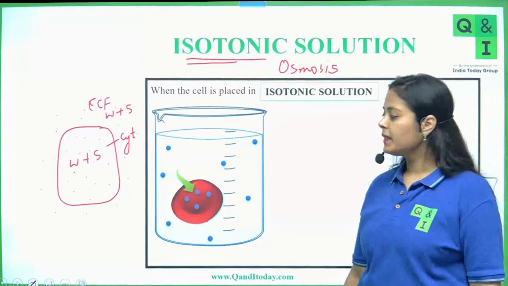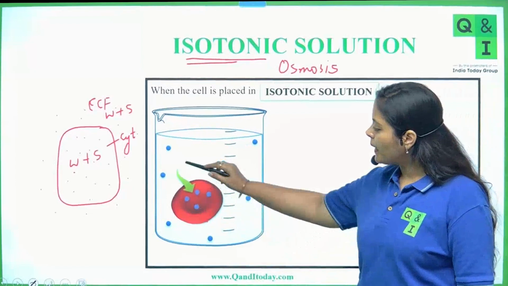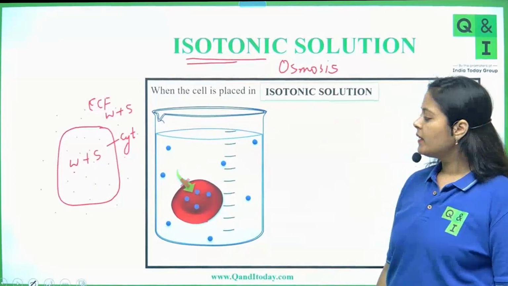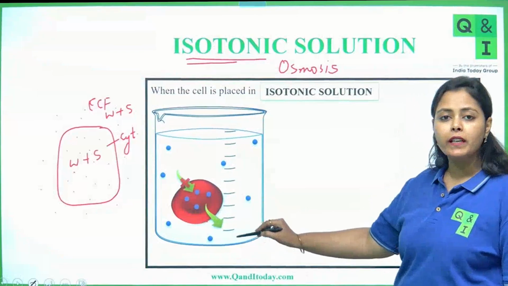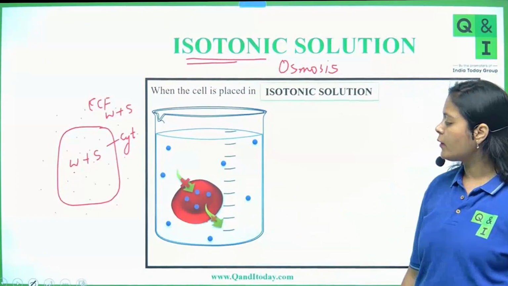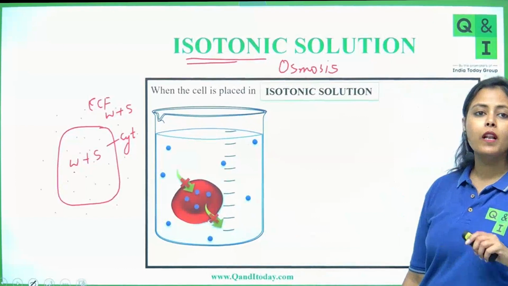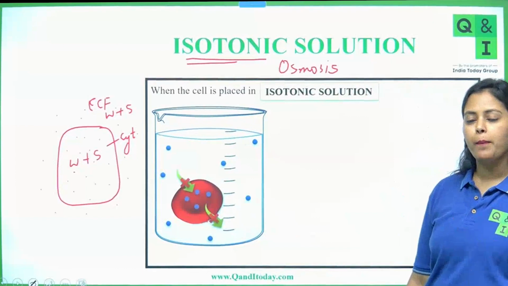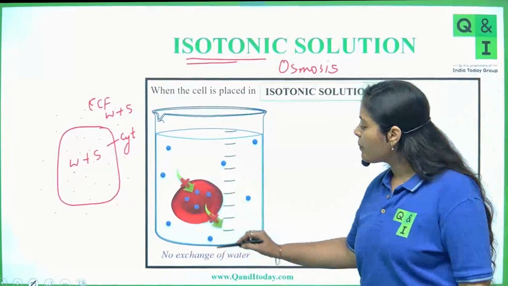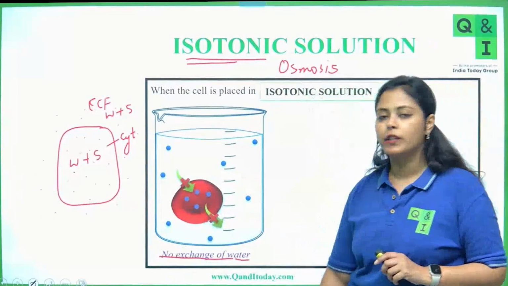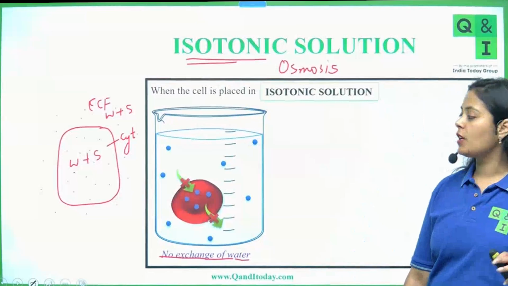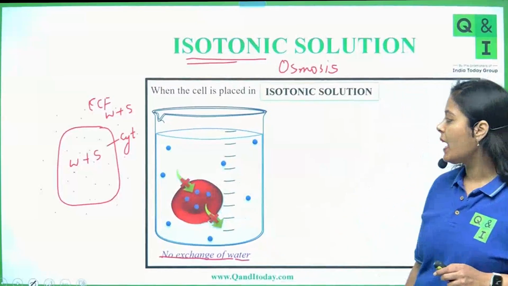Answer, everyone. Neither would there be entry of water inside the cell, nor would there be exit of water from inside to outside of the cell. In either case, this will not happen. Yes, nothing is going to happen. So the cell will remain as it is. There would be no exchange of water, and the cell will remain as it is.